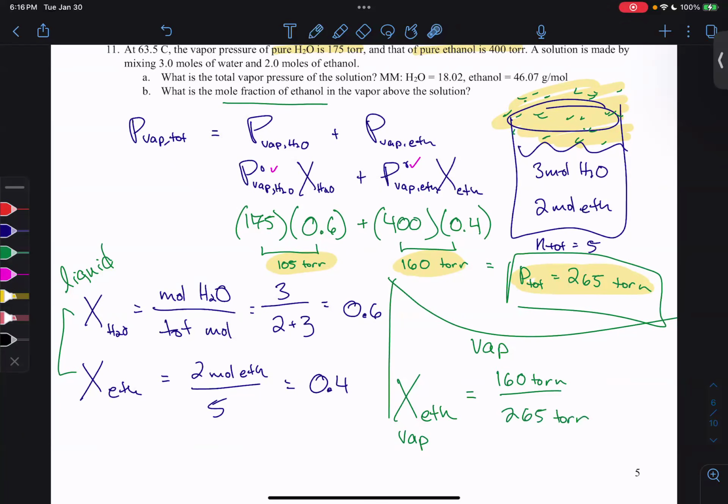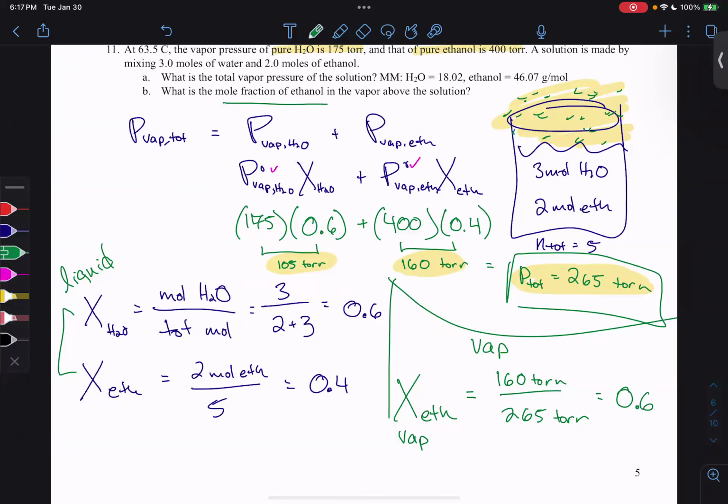So note the numbers I picked. 160 torr is the vapor pressure of what in this Raoult's law calculation? It's the vapor pressure contribution of ethanol. See how I used the ethanol mole fraction in the liquid form with its pure form? I'm taking 160 and dividing it by the total, right? So ethanol, what is that? If you do that, I think you get ethanol.